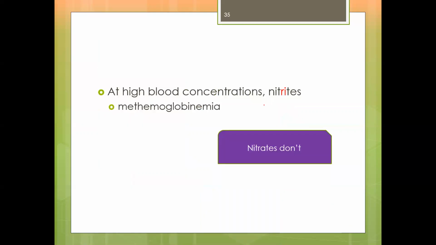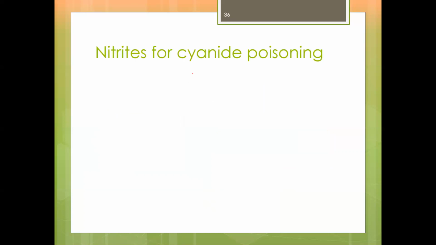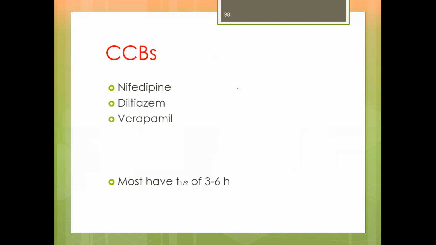And at high blood concentrations, nitrates cause methemoglobinemia. Okay, so we're not so concerned about this because we don't intend to give high doses of nitrate. Okay, so our focus today is mainly on nitrates, not so much on nitrites. So nitrites can be given for cyanide poisoning. Okay, so the next category of drugs in treating angina pectoris is the CCBs, the calcium channel blockers. Okay, we'll talk about this in the next video. That's all for now.